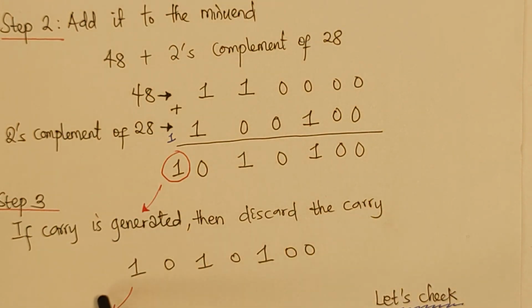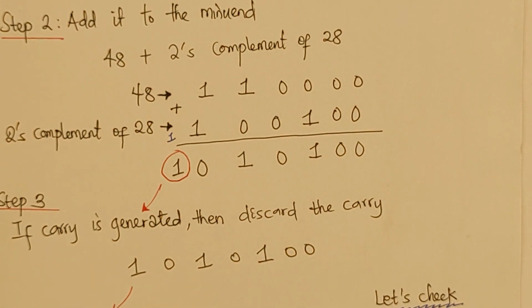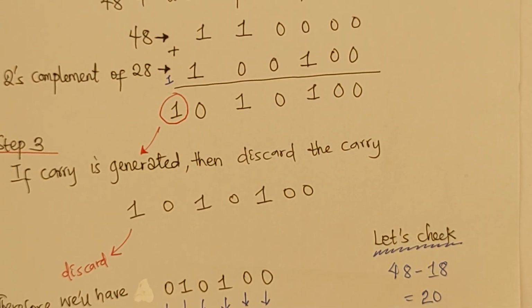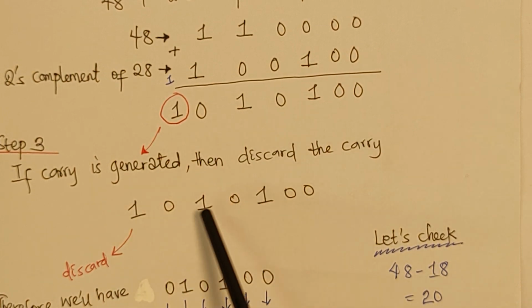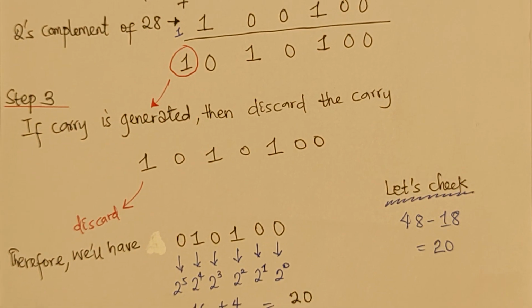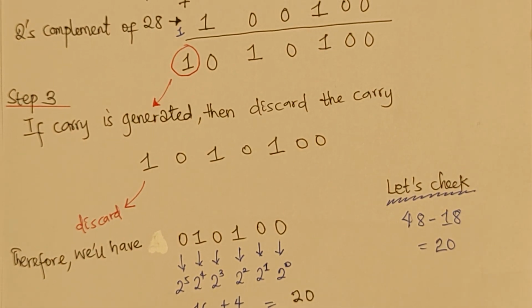So what are we going to do for step 3? We are going to discard the carry. Since we are discarding this carry, which is 1, we are left with this value. So we have 010100. But the question is, subtract 28 from 48, so we cannot leave it in its binary form. We have to convert it to base 10.